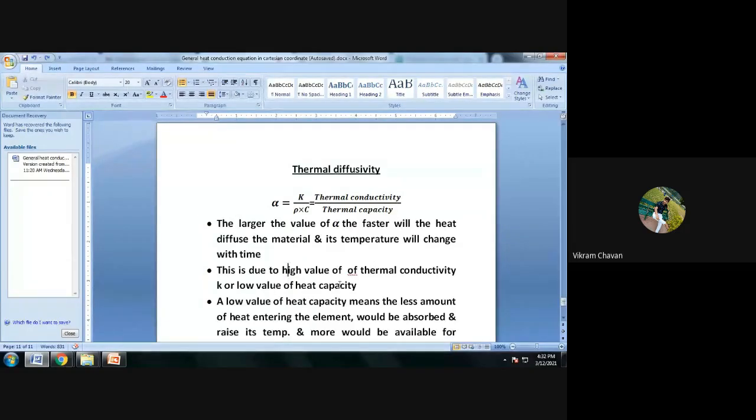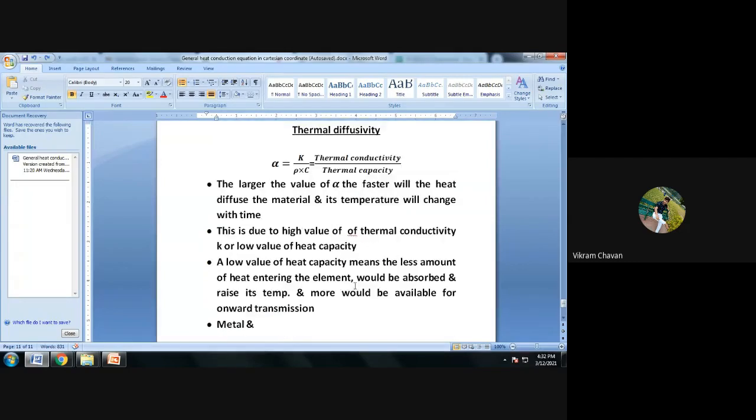Or lower value of heat capacity, then a low value of heat capacity. Okay, low value of heat capacity means thermal capacity. A low value of heat capacity means the less amount of heat entering the element would be absorbed and raise its temperature, and more would be available for onward transmission.